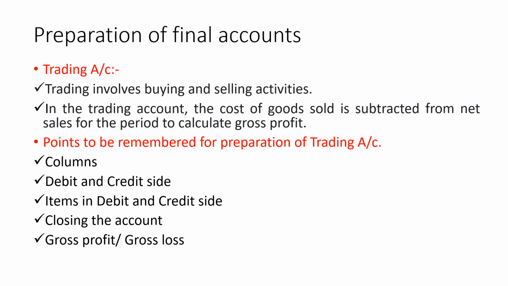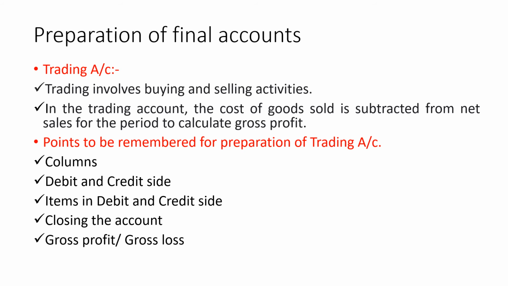Now, points to be remembered for preparation of trading account. Number of columns: we have 4 columns to prepare the trading account. First column is particulars, amount column. Another side, particulars, amount column. So we have two sides, debit side and credit side. Debit side is always the left hand side, credit side is always the right hand side.